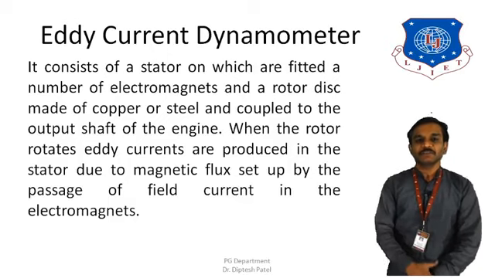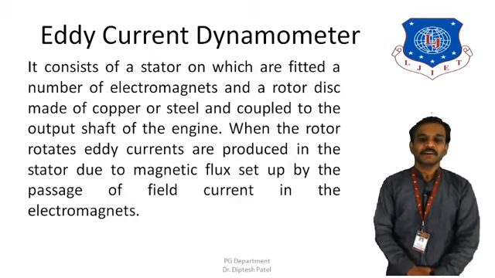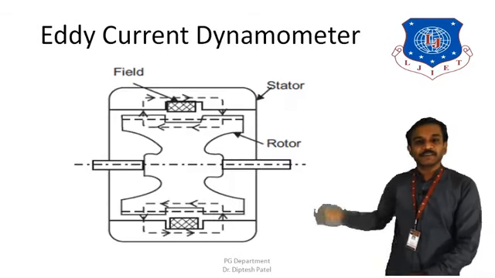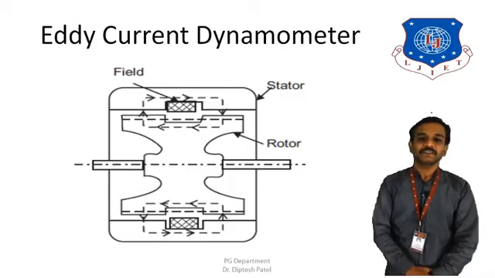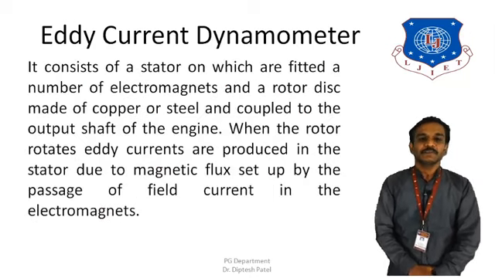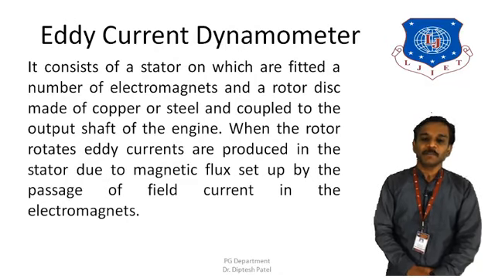We have already gone through the various types of dynamometer, and one more that we need to cover is the eddy current dynamometer. You can see the schematic diagram over here. It consists mostly of a stator, a rotor, field and a cooling system to dissipate the heat that is generated. The stator has a number of electromagnets on it, and a rotor disc that is mostly made of copper or steel.